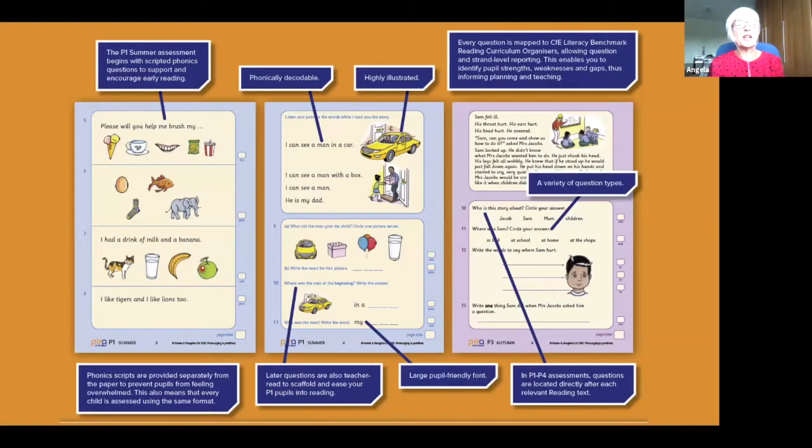So the tests themselves, you can see that in P1 to P4, the tests have the questions and the pictures and the text all together in small bite-sized pieces so as not to overface children. There are phonics scripts that come separately from the papers for the early years to prevent pupils feeling overwhelmed. It's all phonically decodable and highly illustrated, so it's very pupil friendly, and there are lots of different types of questions in there. Next slide, please.